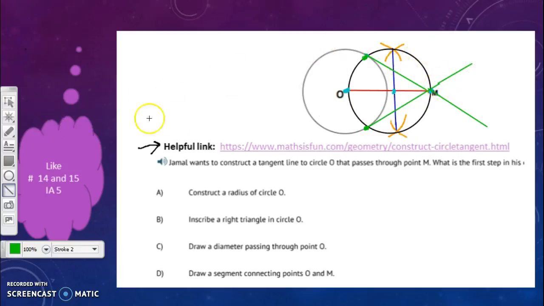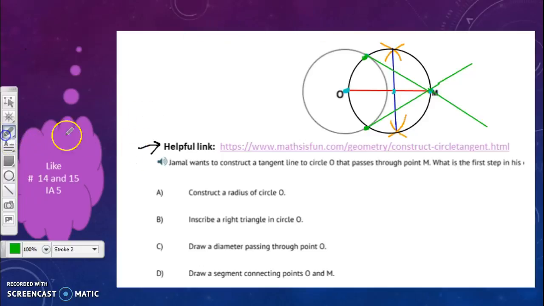So what I did, my steps were draw a line between O and M, then I bisected that line, drew a circle around it, and those 2 points where that circle passes through my other circle are the 2 points of tangency if I drew a line that went through point M and was tangent with circle O. I hope that helps.